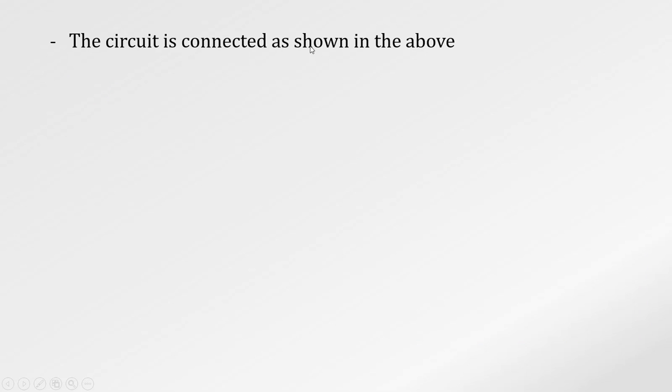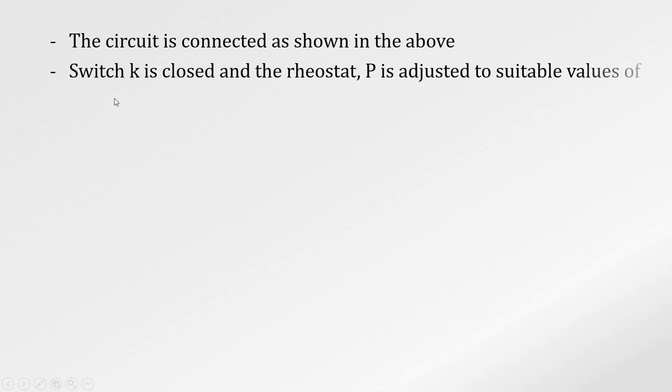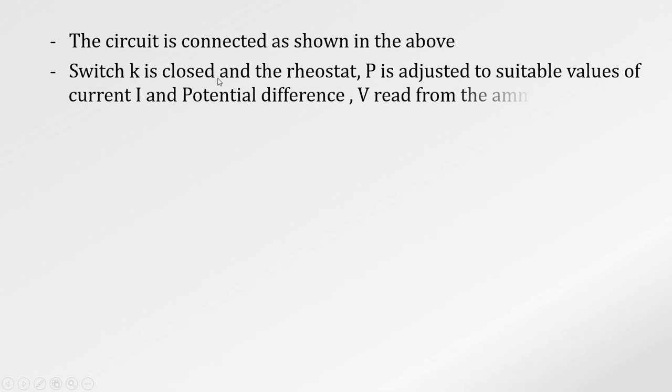The circuit is connected as shown above. I've showed you that already. The switch is closed. Remember, to complete the circuit, the switch must be closed. So the switch is closed, and the rheostat is adjusted to stable values of current I and potential difference V, read from the ammeter and voltmeter respectively.